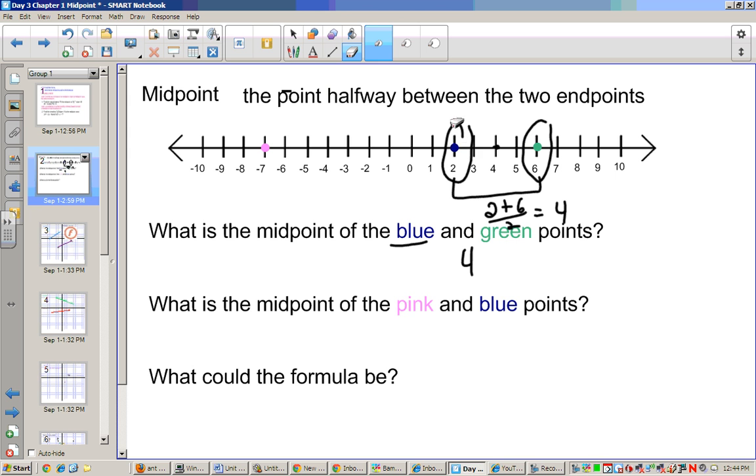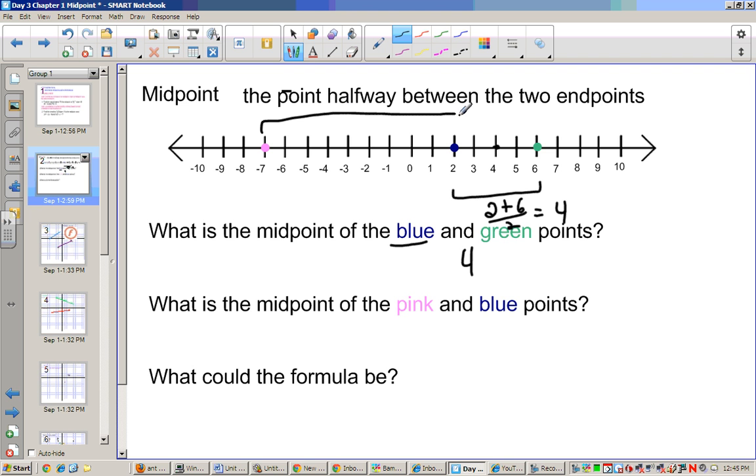Now, let's take a look at this next question. What is the midpoint of the pink and the blue dot? So that's between -7 and 2. Here it gets a little trickier. It's not easy to see what's in the middle. Hopefully you see it somewhere around here.